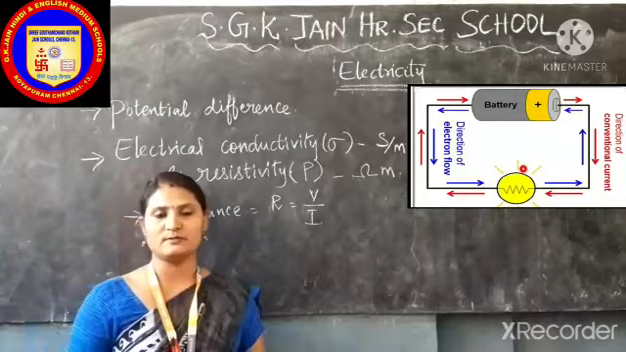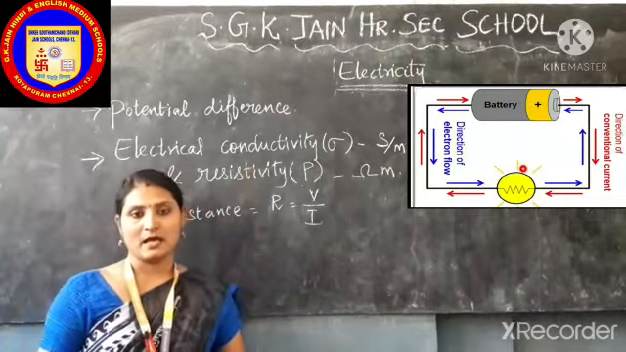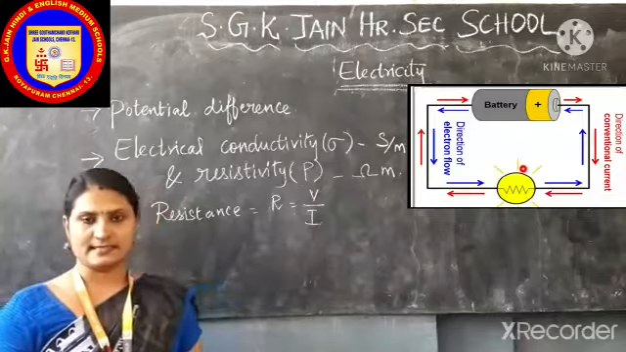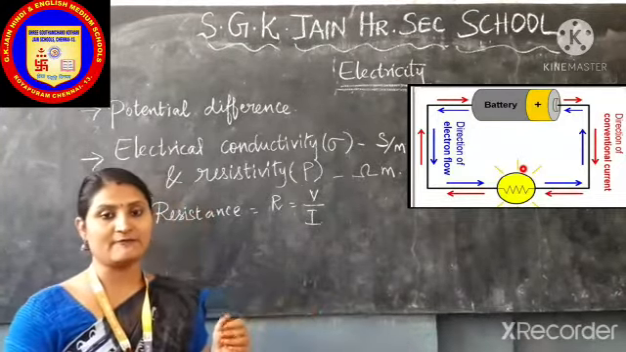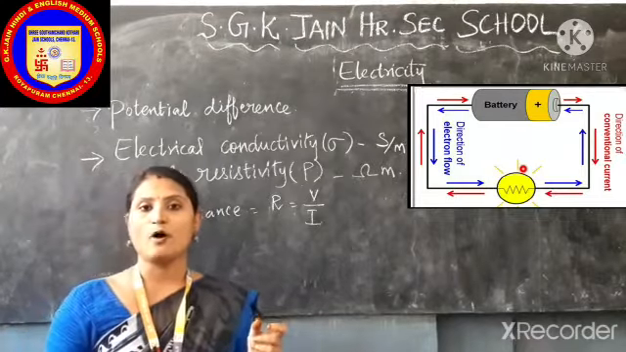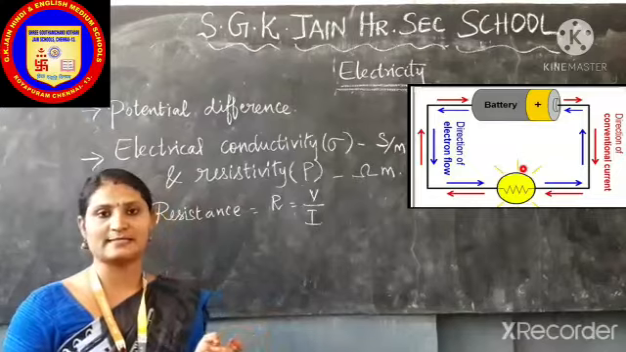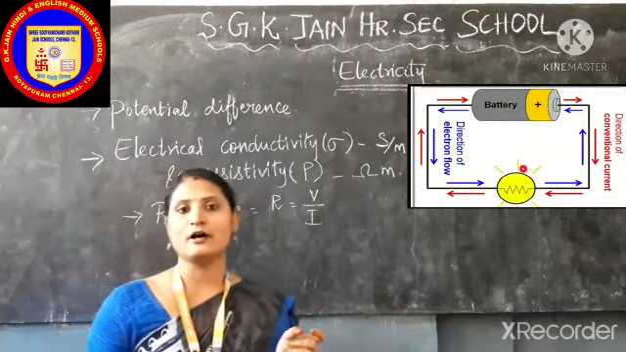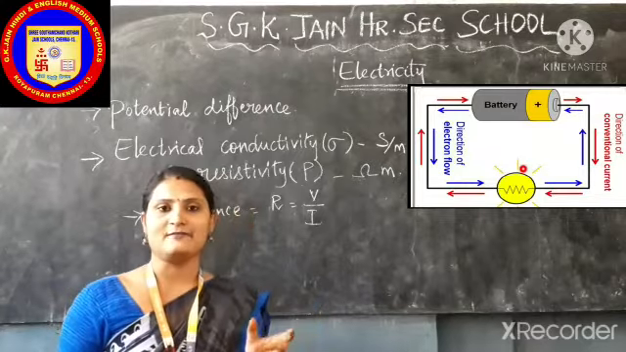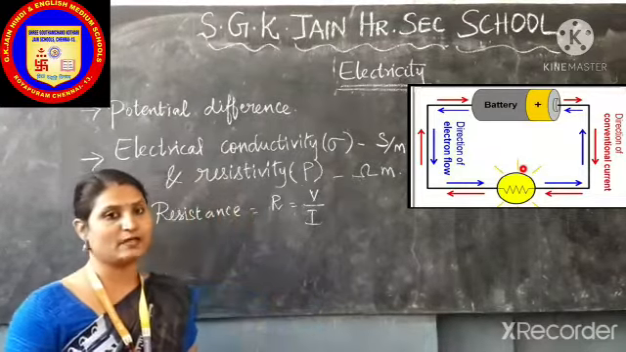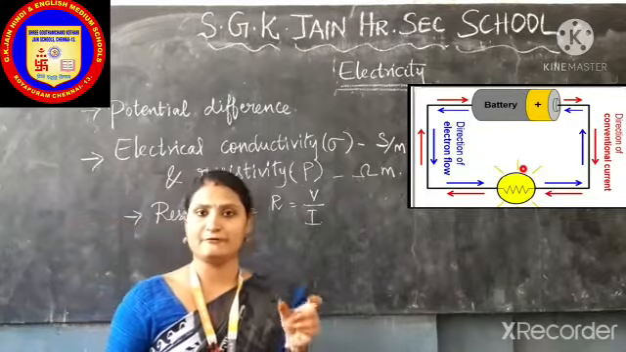Now I am going to teach you about electricity from class 7. In the last video itself, in the 7th standard video, under the electricity lesson, we have discussed the flow of electrons and the flow of protons. The flow of electrons is called electric current, and the flow of protons, that means positive charge, is called conventional current. In this video, we are going to discuss what is potential difference.